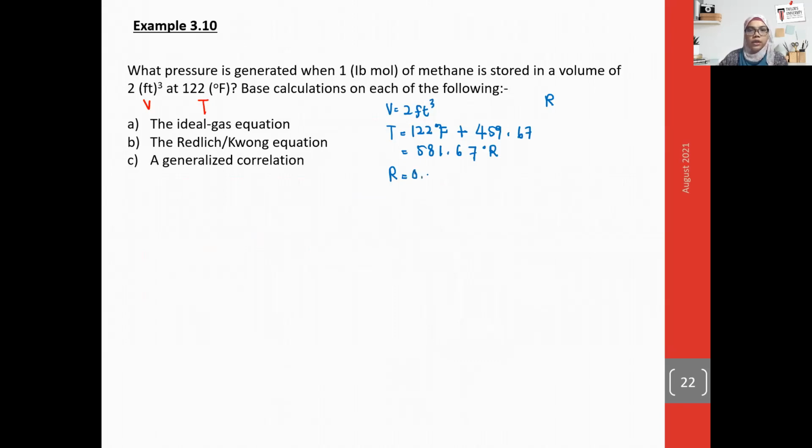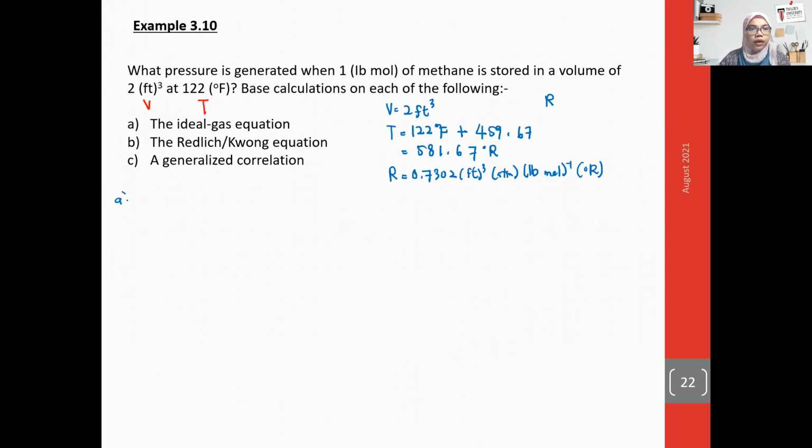So the value of R is 10.73, and the unit is feet cubed, atm, per pound mole, and also the Rankine. So that's why we convert the temperature from Fahrenheit to Rankine, because we need to cancel the units by using this value of the universal gas constant.